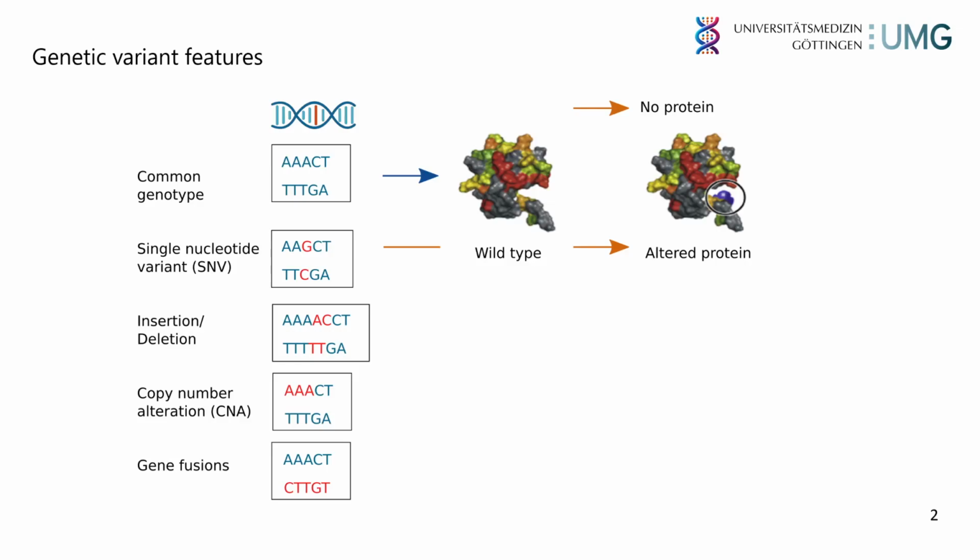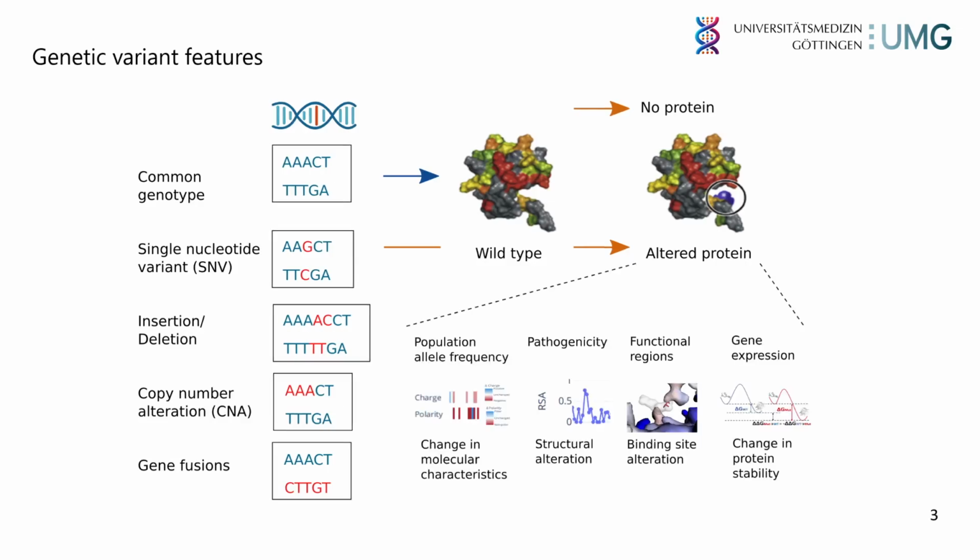In case of copy number alterations, we have parts of the DNA being deleted, copied or duplicated at another position. And finally, we have gene fusions, where two genes are fused together. In all cases, the variation in protein coding variants may result in an altered protein or no protein at all. To actually evaluate the biological consequences of these variants, we collect different kinds of information, including the population allele frequency, pathogenicity predictions, the functional regions and the gene expression of variants.